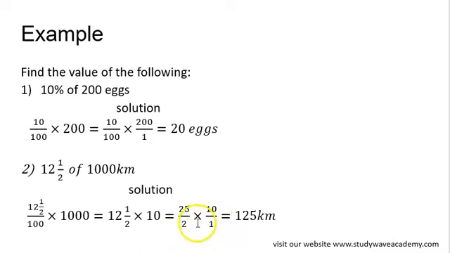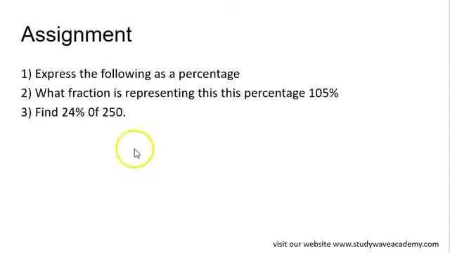Okay, did we get that? Then we cancel. Our answer is 125. Okay, did we get that? I hope we understood. So we're going to be using some assignments to refer to our exercise. You have to do this assignment and refer to your examples to know better how to solve a percentage. Okay, sorry for the mistake.